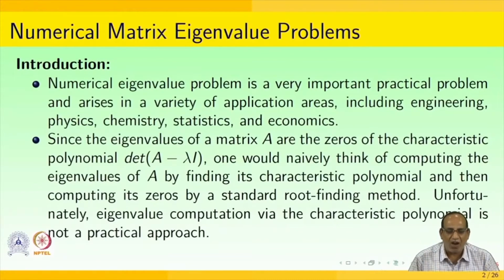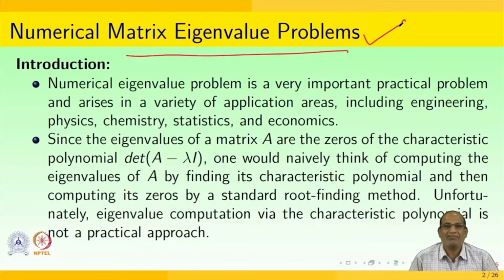Today we are going to have a numerical matrix eigenvalue problem. The numerical eigenvalue problem is a very important practical problem and arises in a variety of applications, especially in engineering, physical, chemical, and statistical areas.